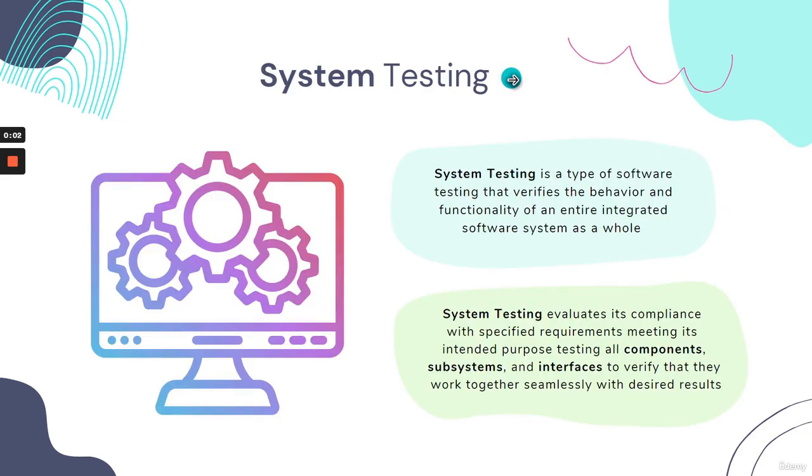System testing is a type of manual testing that verifies the behavior and functionality of an entire integrated software system as a whole. Basically, as the software system has many moving parts, it evaluates its compliance with specific requirements, meeting its intended purpose, testing all components, subsystems, and interfaces to verify that they all work together seamlessly with desired results.